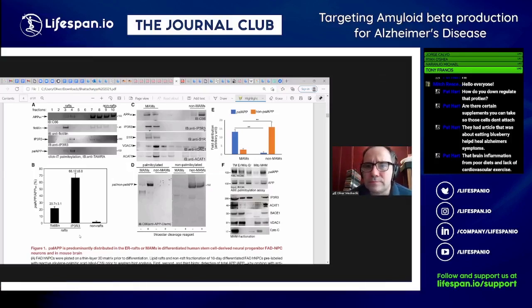So I'm going to stop sharing here temporarily. If anybody has any questions, is there any particular part of the figure that anybody is interested in digging into a little bit more thoroughly?